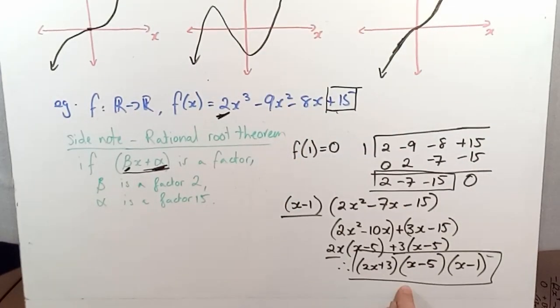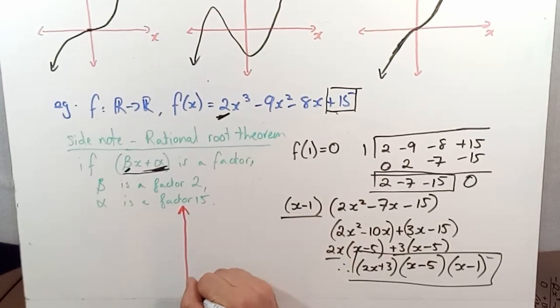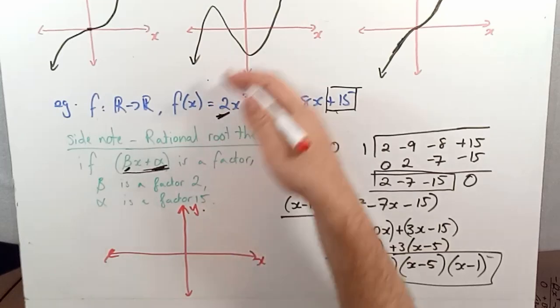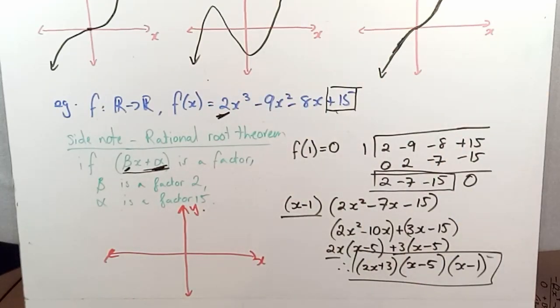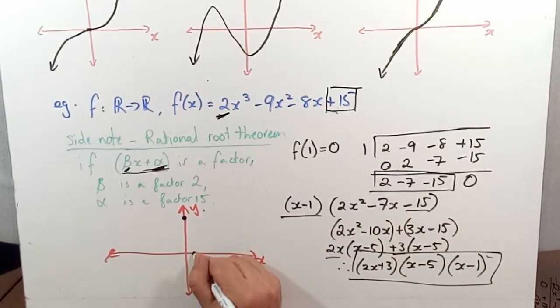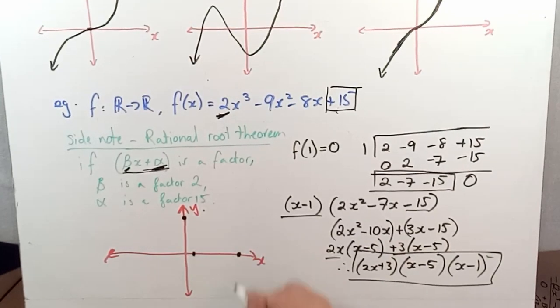Was that all I wanted to do with that? Okay, if you want to sketch this, I'll just sketch it down here. Apparently I wanted to do a bit more than just factorize it. I wanted to get what it looked like. Okay, so we know the x-intercepts now, and we know the y-intercept. So the y-intercept is 15. Okay, so the y-intercept is up here at 15, and we've got x equals 1, x equals 5, and x equals negative 1.5, which is there.